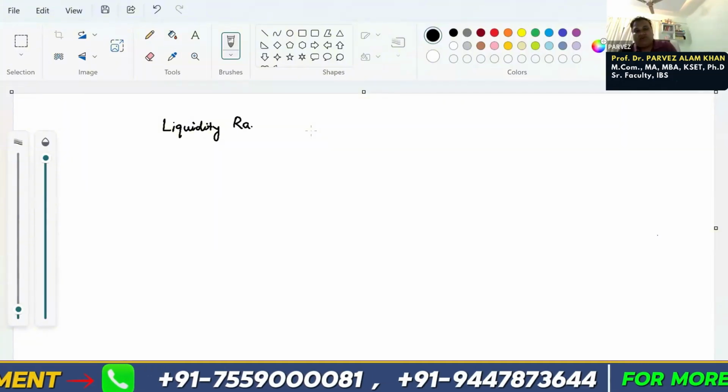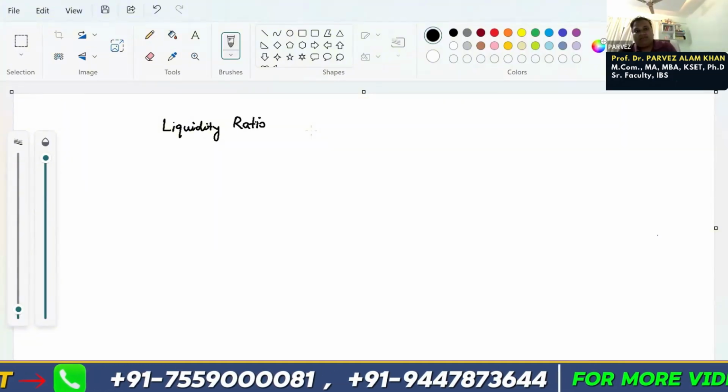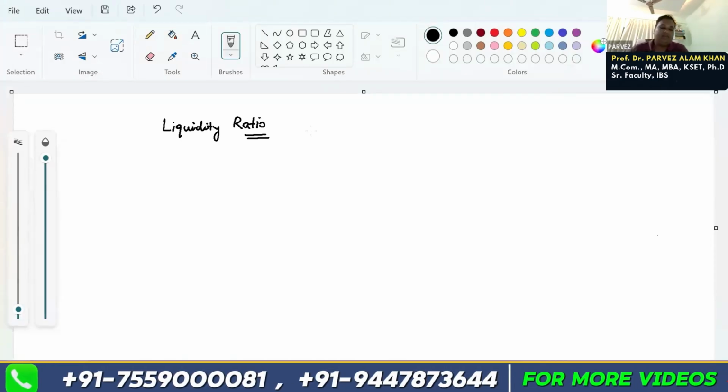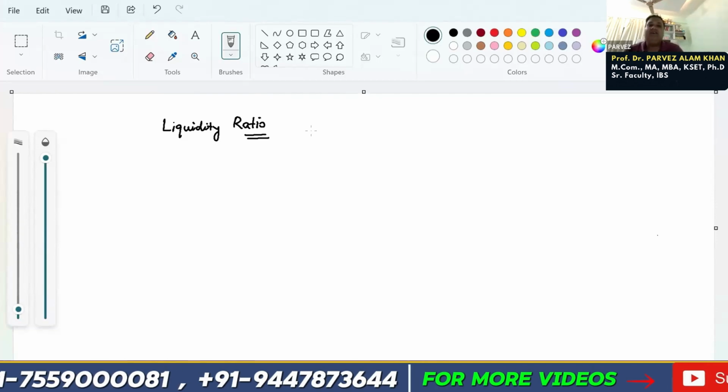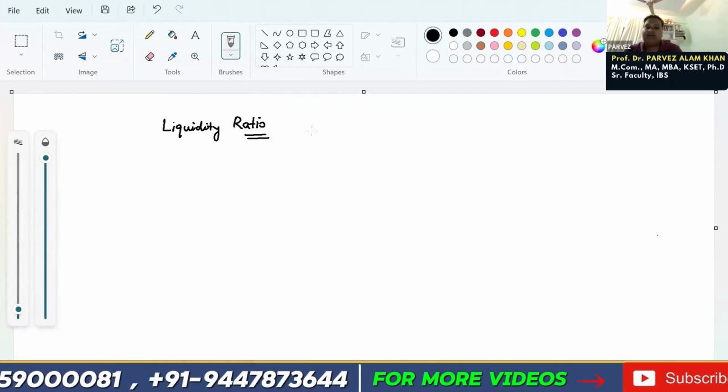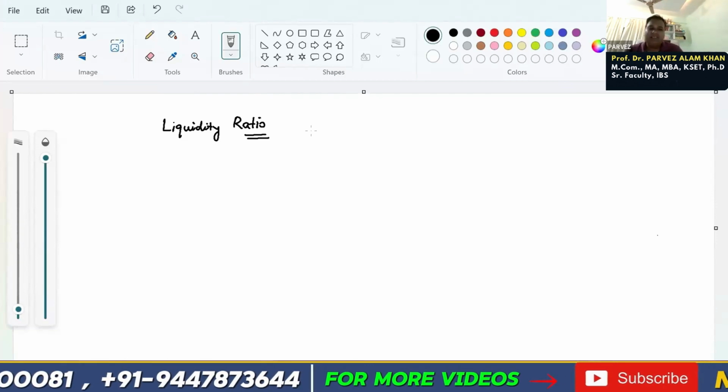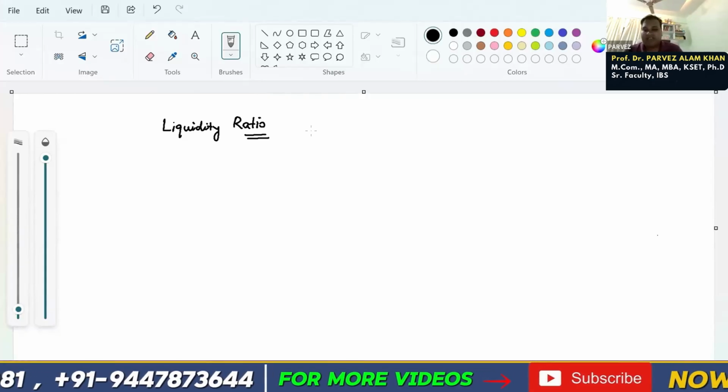In finance, you know what we call liquid? Yes, that which can be easily converted into cash. That is liquid. If I say liquid funds, it means funds which can be easily converted into cash.